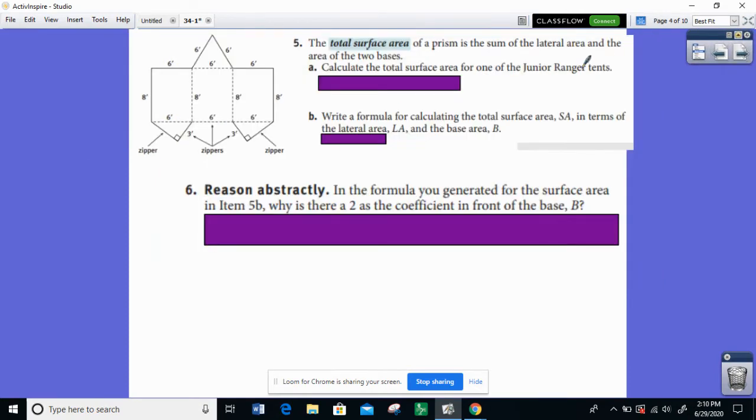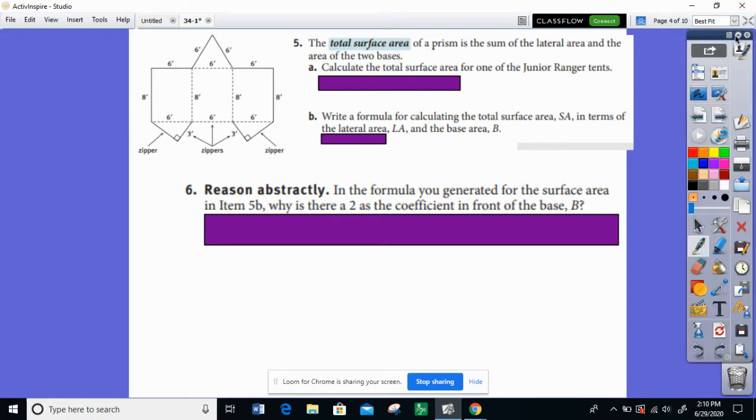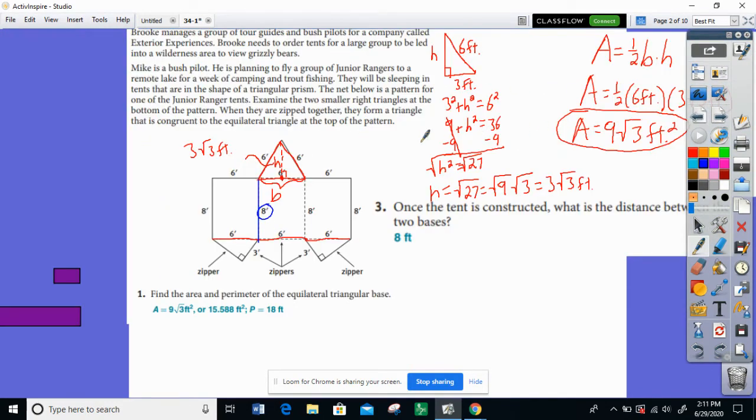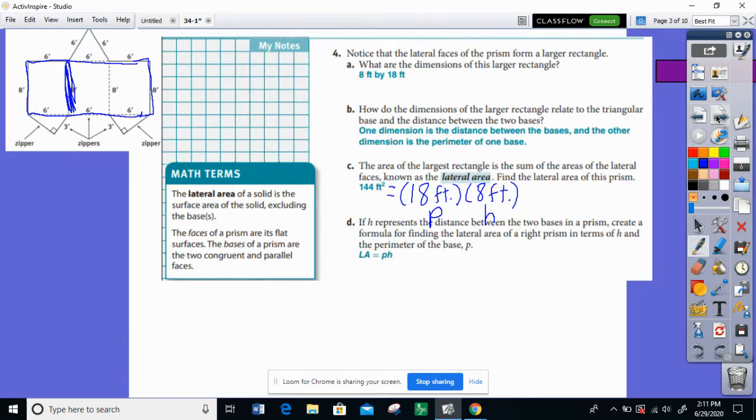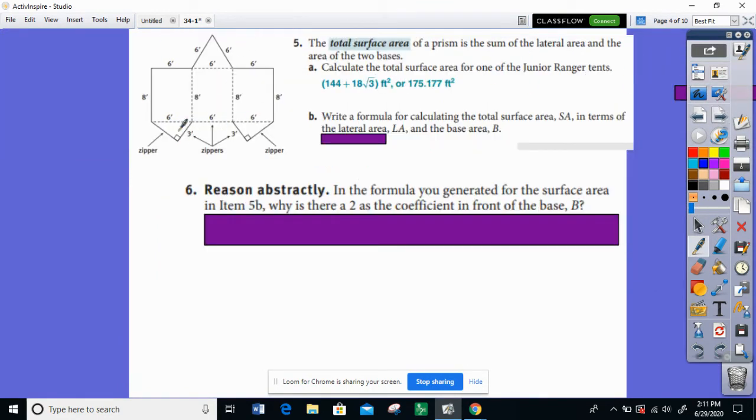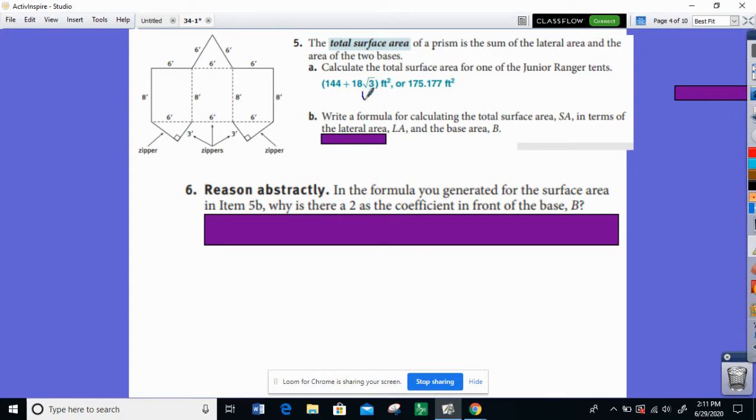So now they want us to get the total surface area. The total surface area of a prism is the sum of the lateral area and the area of the two bases. So if we calculate the total surface area for this tent, that would be the lateral surface area, 144, plus 18 times the square root of 3. Where are we getting this 18 times the square root of 3 from? Well, the area for one base was 9 times the square root of 3. We've got a triangular base here up at the top and another triangular base here on the bottom. So that 18 times the square root of 3 is really because we have 2 times the area of one base.